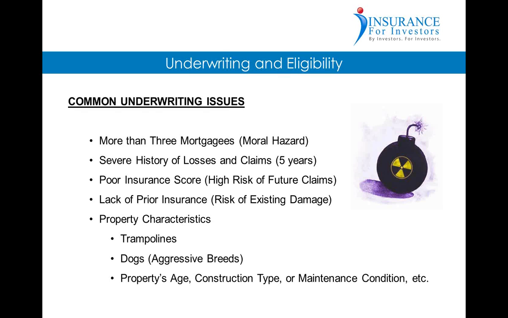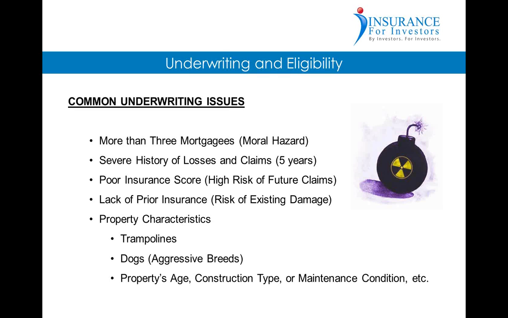There's a higher likelihood of something such as an intentional claim or arson occurring because of that than if there were just a single mortgagee and one entity with debt service. So policies or homes with more than 3 mortgagees are going to be a higher risk. Severe history of losses and claims. Generally for the last 5 years is the snapshot of time that insurance companies look at.